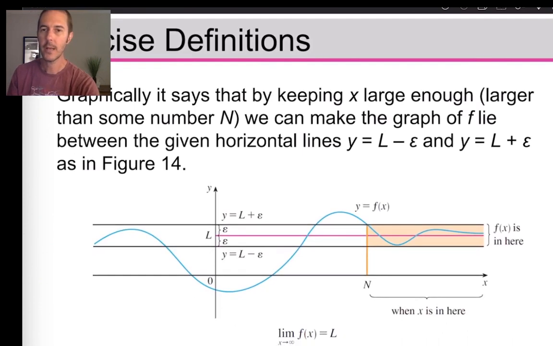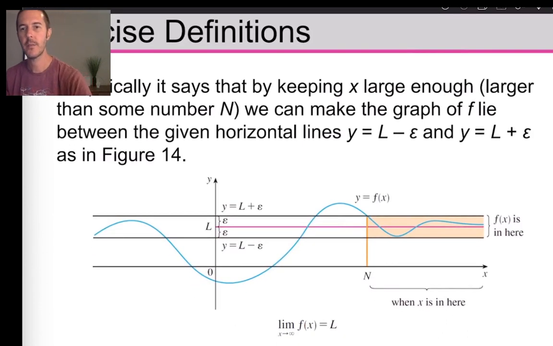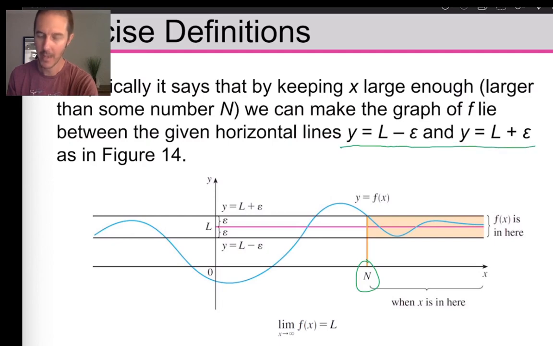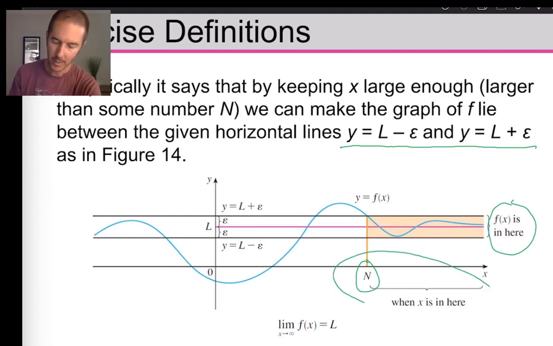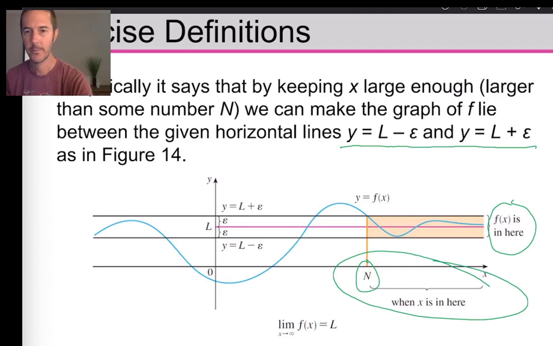I like looking at it graphically, so graphically it says that by keeping our x value large enough, larger than some value n, our y values will stay within L plus or minus epsilon. So our f values need to land in here, and how are we going to make that happen? By keeping our x values bigger than n.